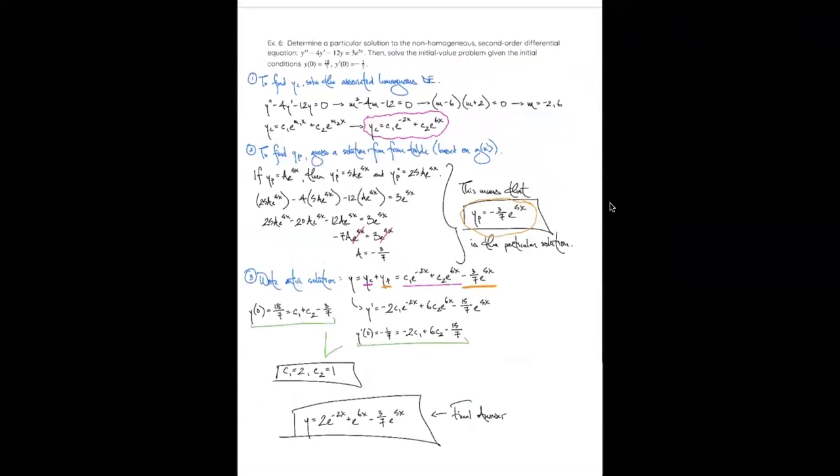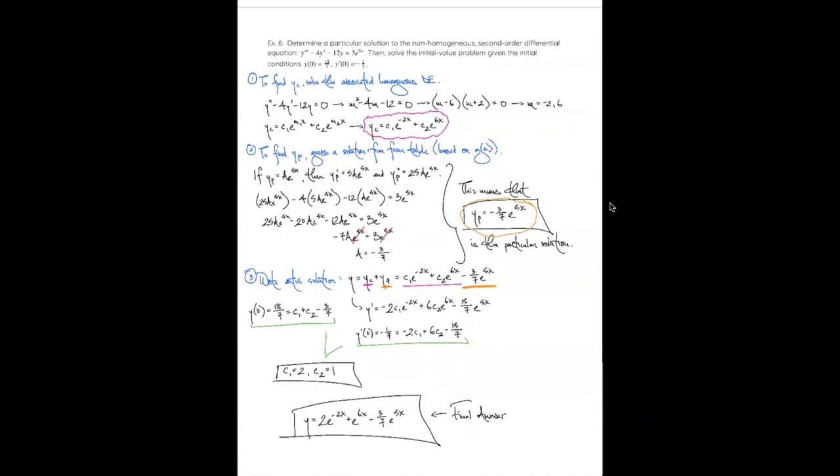But the idea, this sort of process that we're doing, we're going to solve for y sub c, find that associated homogeneous differential equation solution. We're going to find y sub p, and then we're going to put it all together before we apply our initial condition. Okay.